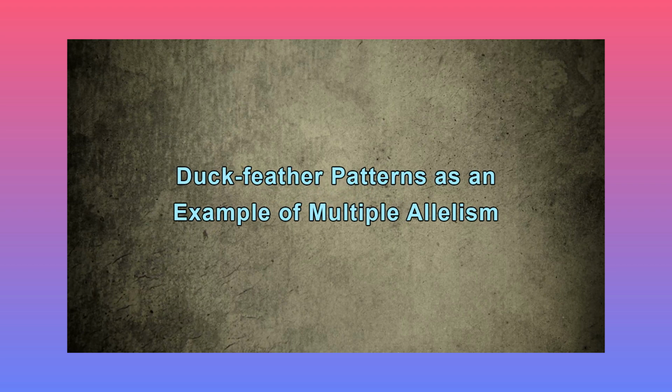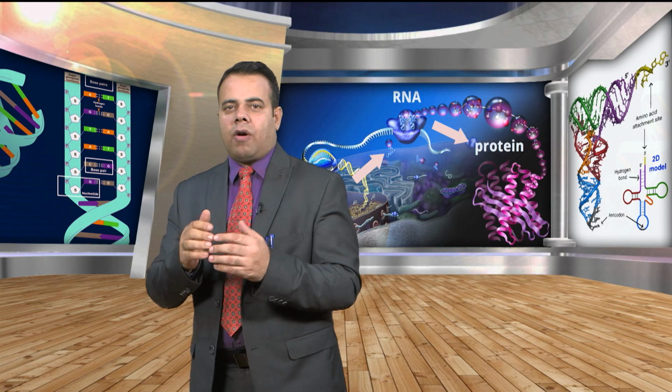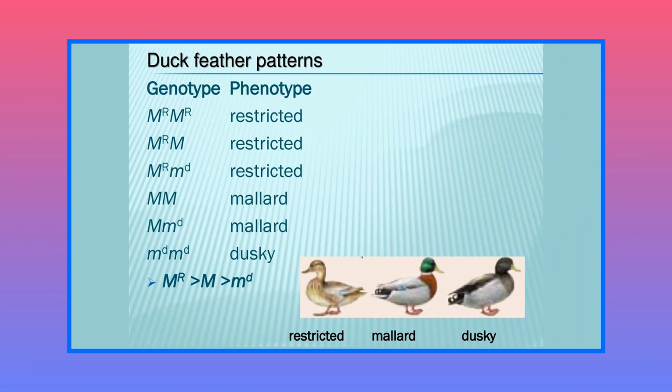Dear students, let's study another example, that is the duck feather patterns, as an example of multiple allelism. Duck feather pattern, an example of multiple alleles, is at a locus that determines the feather pattern of mallard ducks. One allele, capital M, produces the wild type mallard pattern. A second allele, that is M^R, produces a different pattern called restricted, and a third allele, small m^d, produces a pattern termed dusky. In this allelic series, restricted is dominant over mallard and dusky, and mallard is dominant over dusky.